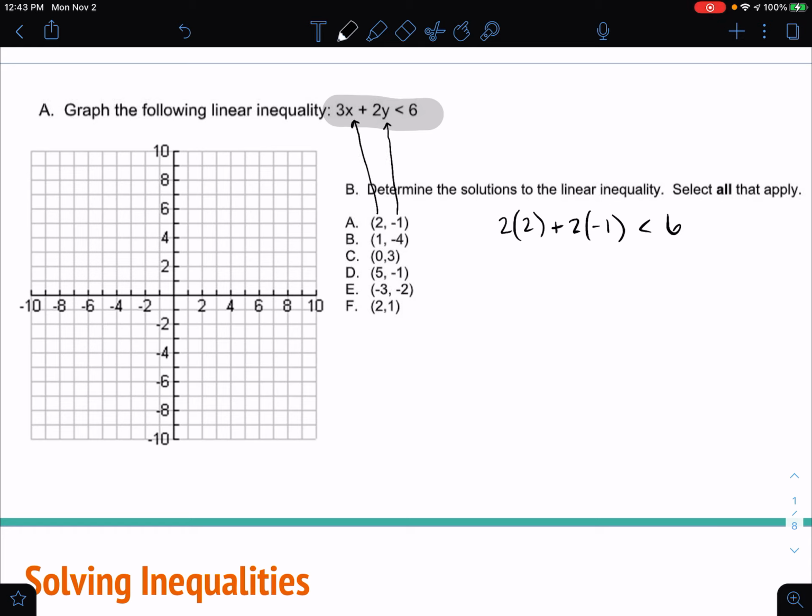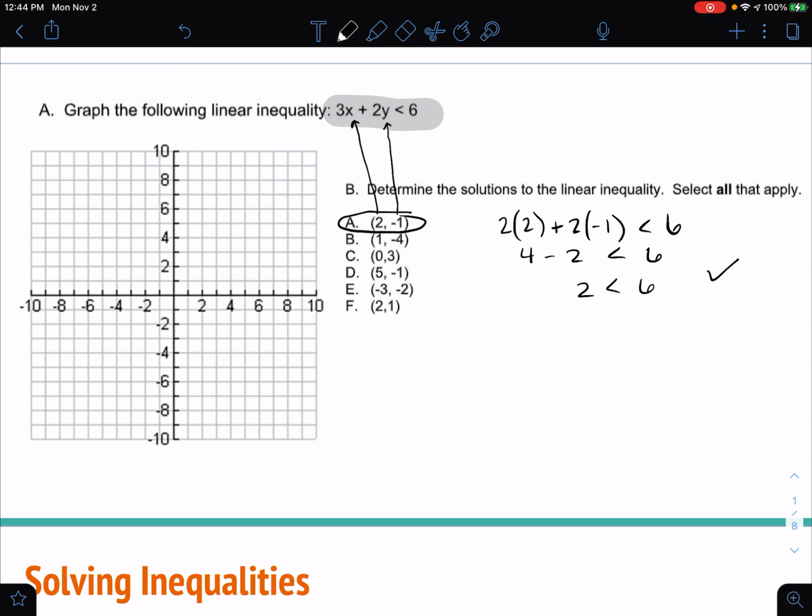So now I can multiply these. I'm going to get 4, and then I'm going to get negative 2. 4 minus 2 is going to be 2. And is 2 less than 6? Yes. So I know that that's going to be one of my answers. Okay? And I could go through with all of these answer choices and check that.